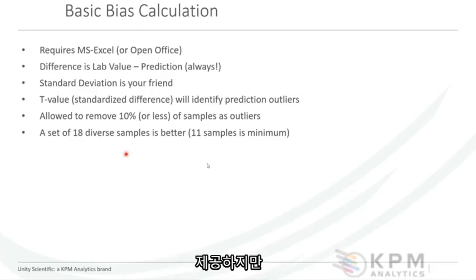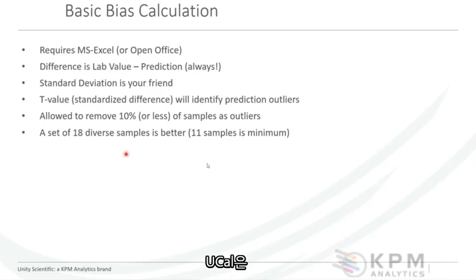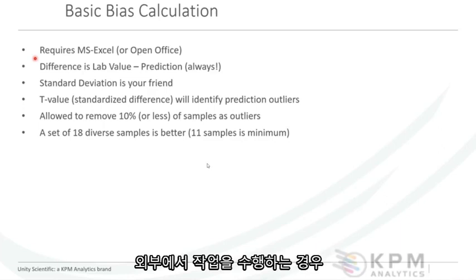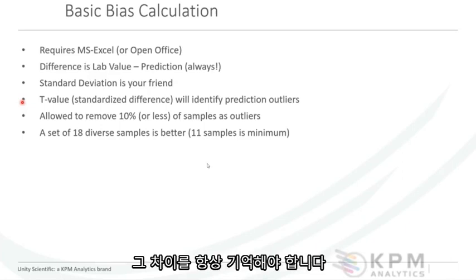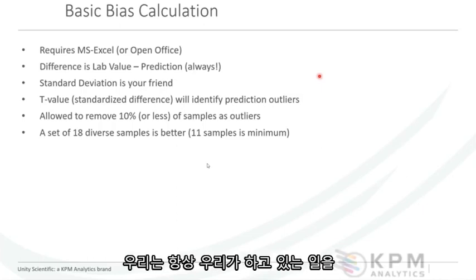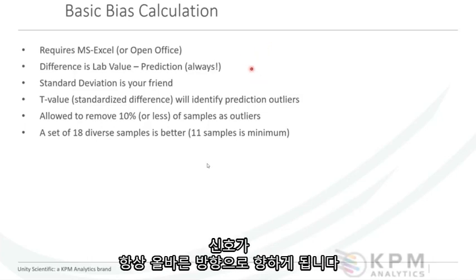But some customers prefer to do the evaluations outside of UCal. It just brings it into a tool that they're familiar with, some sort of a spreadsheet program. So if you're doing it external to UCal 4, it requires some sort of a spreadsheet program like Excel. Always remember that the difference you should calculate is lab value minus prediction. We always take the attitude that we are comparing what we're doing in near-infrared to the lab value. And this will make sure that the sign, positive or negative, of your corrections are always in the right direction.